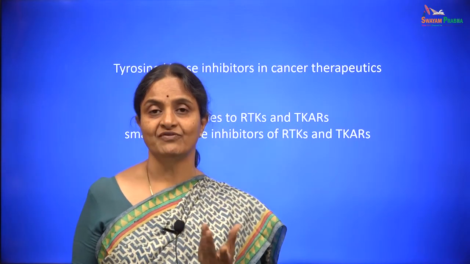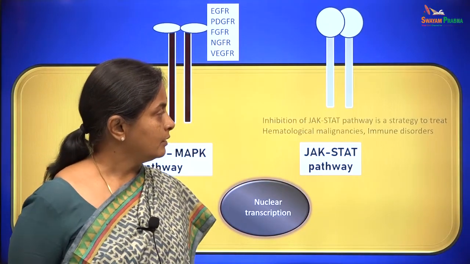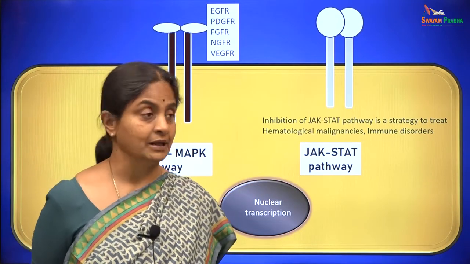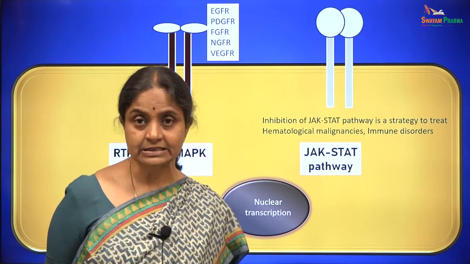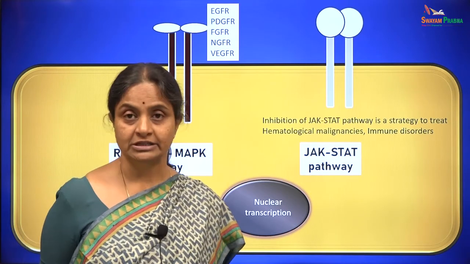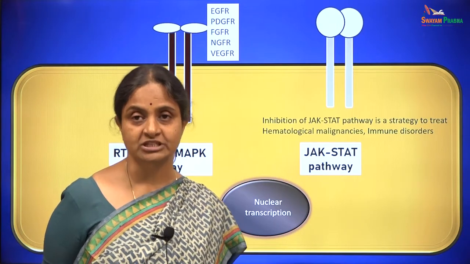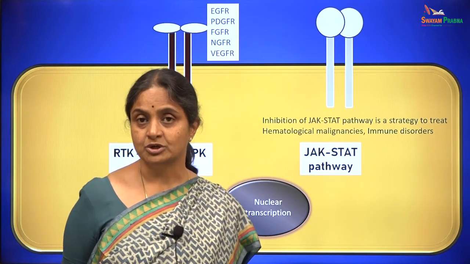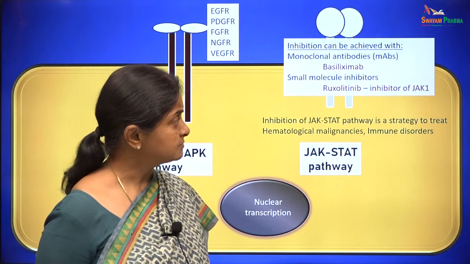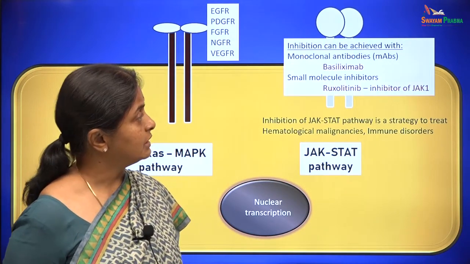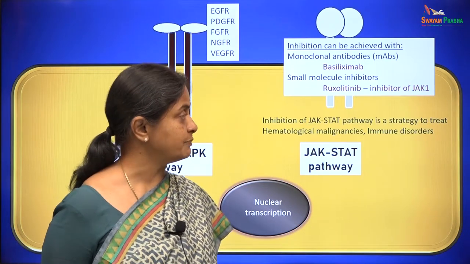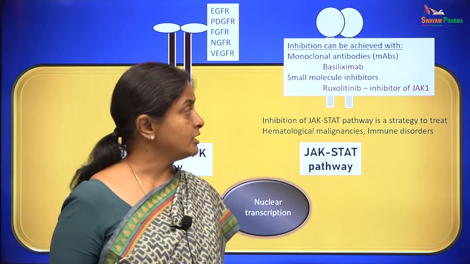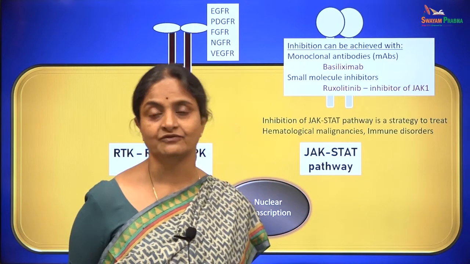Let us look at some of them. Now, inhibitors of the receptors involved in the Jak-STAT pathway are used to treat blood cancers and even some autoimmune disorders like rheumatoid arthritis to inhibit the immune system, because this pathway is activated by interferons, interleukins, which would be involved in immune mechanisms. So one example of a monoclonal antibody against a receptor activating the Jak-STAT pathway is basiliximab, and ruxolitinib is a small molecule inhibitor of JAK1.